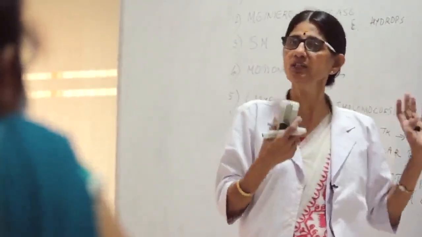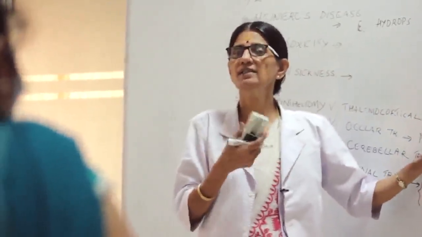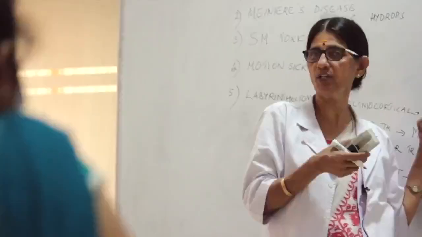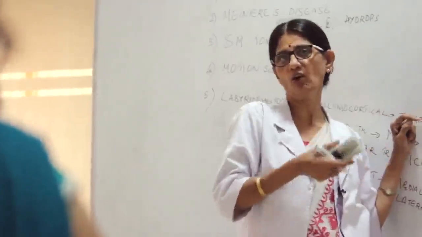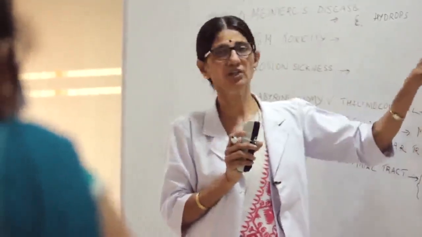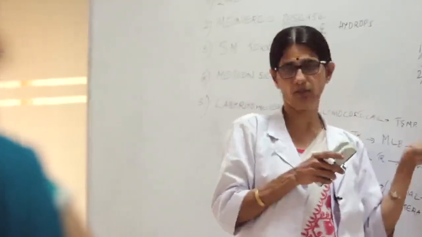But this is not a test for the vestibular function. This is actually a test for sensory ataxia. This can be positive even in cerebellar dysfunction as well as posterior column dysfunction, but not for the vestibular. So the vestibular function can be tested separately in each ear by these tests.